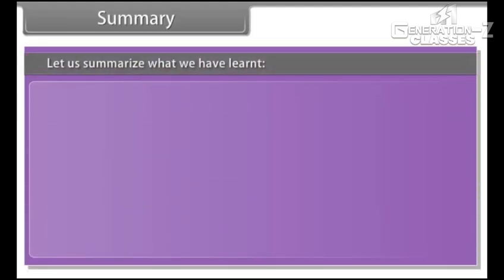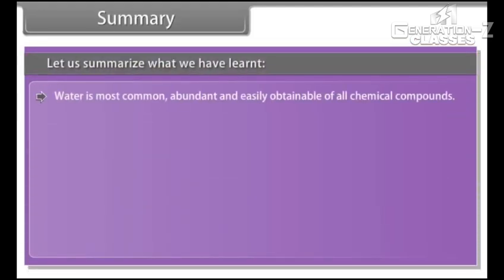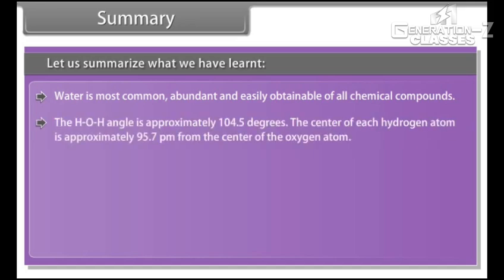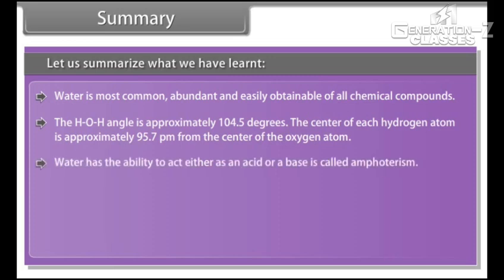Summary. Let us summarize what we have learned. Water is most common, abundant and easily obtainable of all chemical compounds. The HOH angle is approximately 104.5 degrees. The center of each hydrogen atom is approximately 95.7 picometer from the center of the oxygen atom. Water has the ability to act either as an acid or a base, called amphoterism.